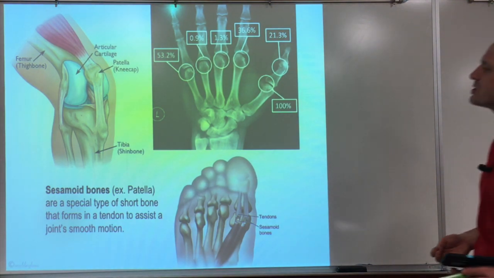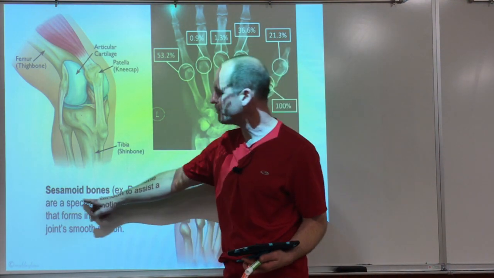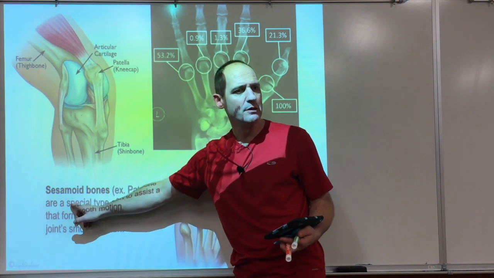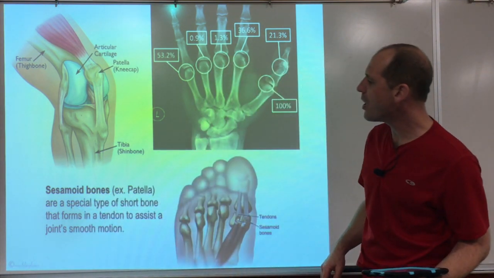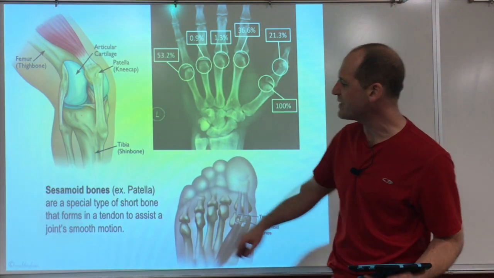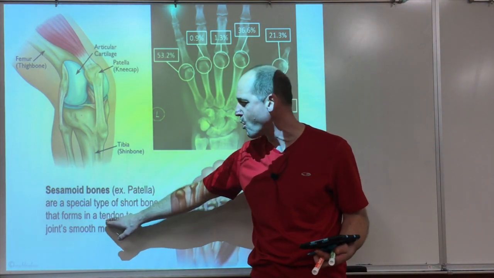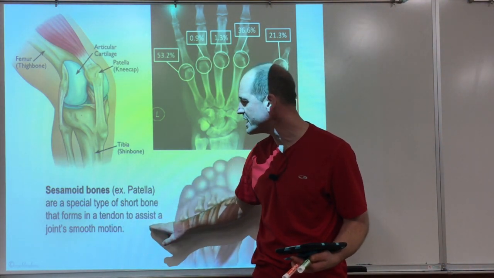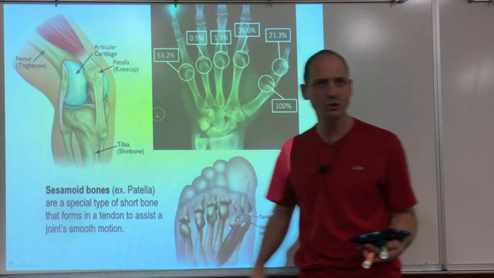And then we got these sesamoid bones. That's another shape. That's an interesting situation. Sesamoid bones are a special type of short bone that forms in a tendon to assist a joint's smooth motion.